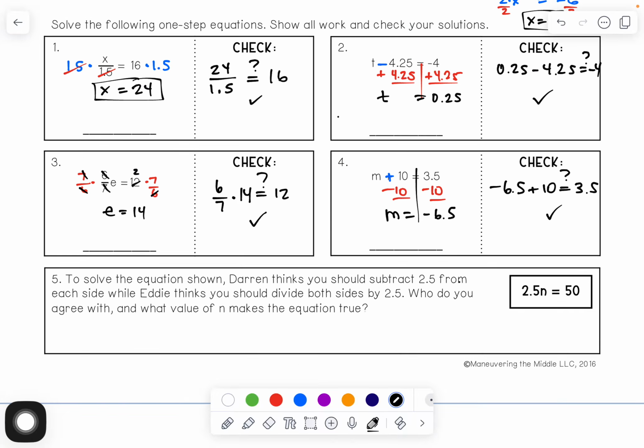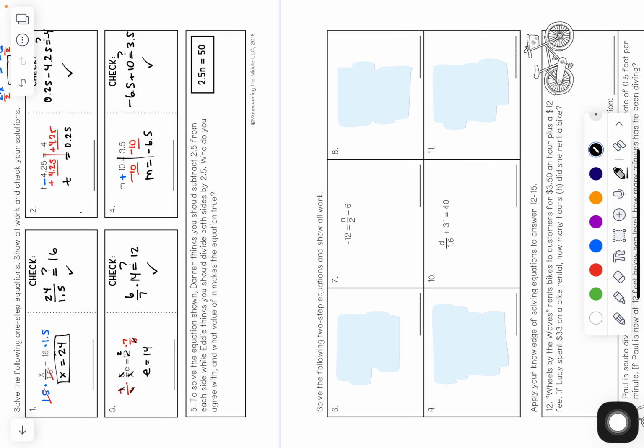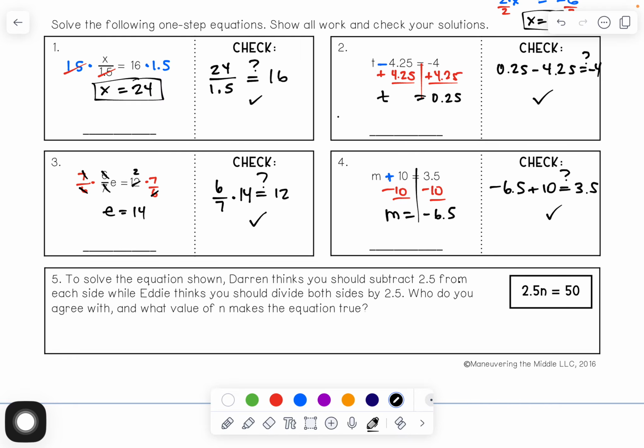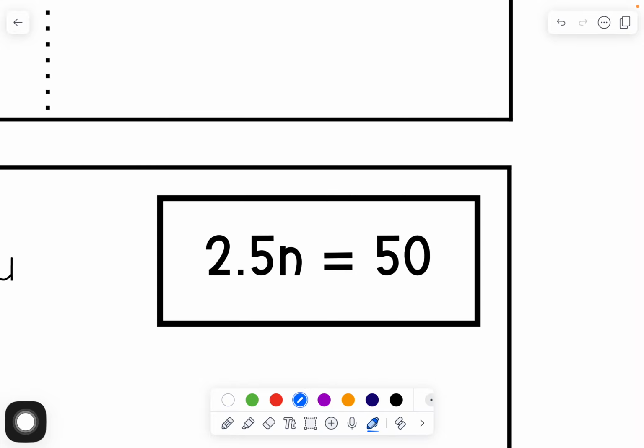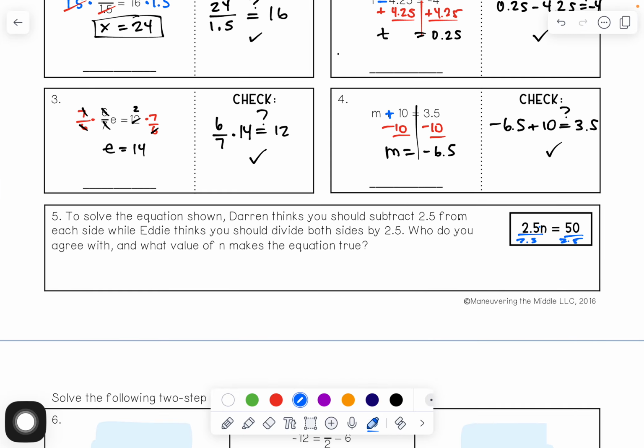To solve the equation below, Darren thinks you should subtract from each side, while Eddie thinks you should divide both sides by 2.5. Who do you agree with, and who is correct? This is a very common mistake in equation solving. We see the 2.5, you want to subtract inherently, but what's happening between them is multiplication. It's not written there, but if it's a coefficient with a variable, it's multiplication, so we would want to divide by 2.5 on both sides. It's just something to keep in mind that'll come up at different times.